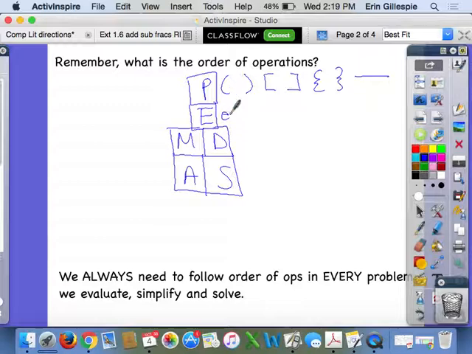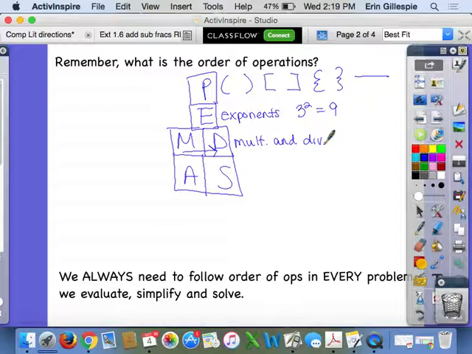E stands for exponents. So for example, if I have 3 to the second power, I would say that that's 9. I would simplify that. Okay, those are exponents. M and D are next to each other because it's whatever comes first from left to right. So that's multiplying and dividing, but it's not always multiplying first and then dividing. It's whatever comes first from left to right.